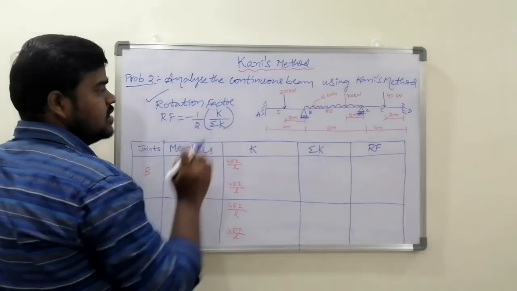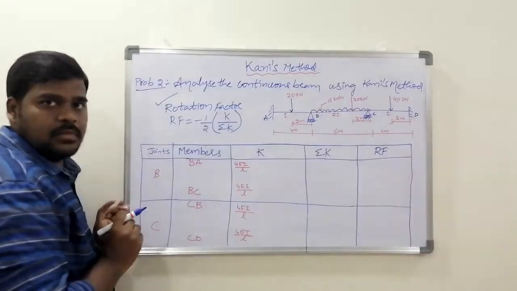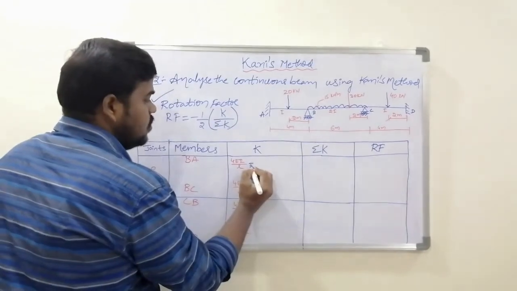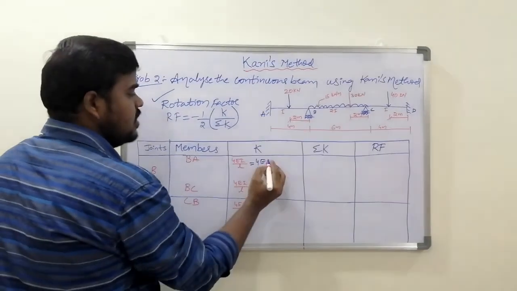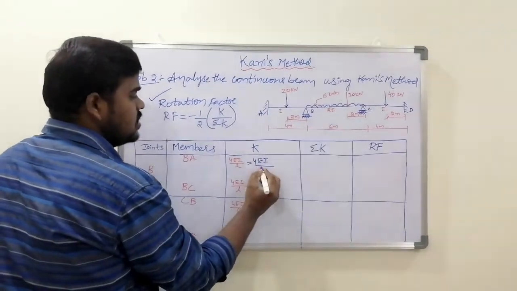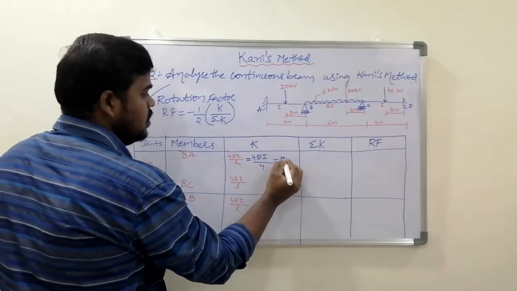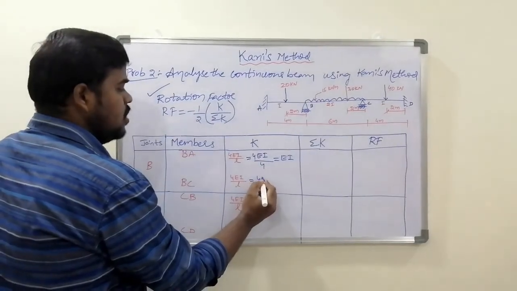As the far end is fixed, we have 4EI by L. Yes, so for that we have to substitute that 4E. So what is the I value? It is the same, I by L. What is the total length? That is 4. So that is nothing but EI. And for this also, 4E.